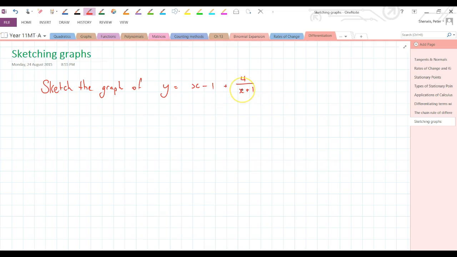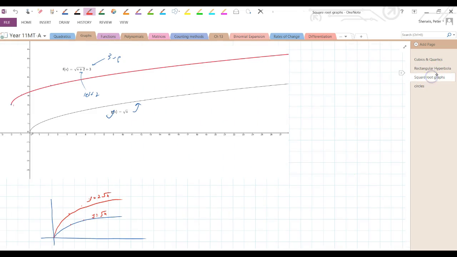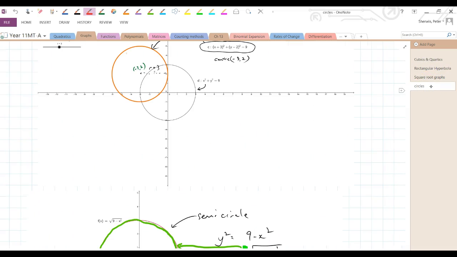Okay, so you've done a lot of sketching of graphs by now. You know, you're pretty good at linears, I imagine, and quadratics. And earlier in the year, we looked at this section here on graphs, and we looked at all sorts of things. Rectangular hyperbolas, look at these things. Square root graphs, remember this stuff? Cubics and quartics, circles, all that.